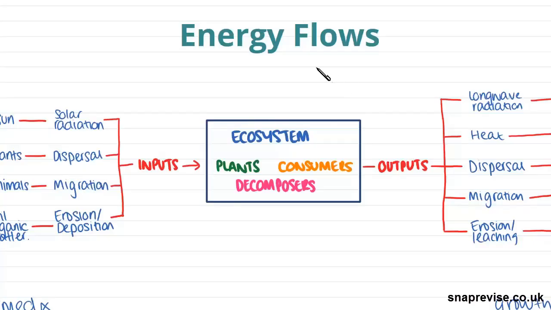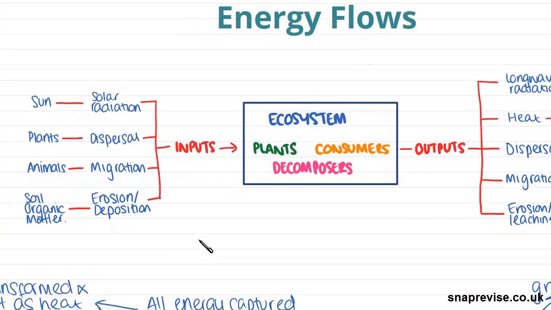So to begin with, we're going to look at the energy flows within an ecosystem, and I've just drawn this diagram here to show you the variety between inputs and outputs and the processes that happen in between. To give you a few examples, the inputs come from things like the sun, plants, animals, and the soil, and this happens through solar radiation, dispersal, migration, and erosion and deposition.